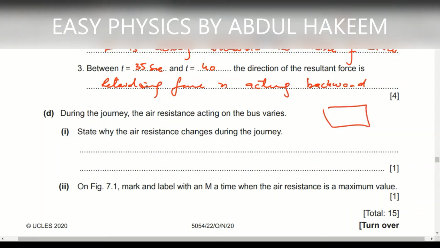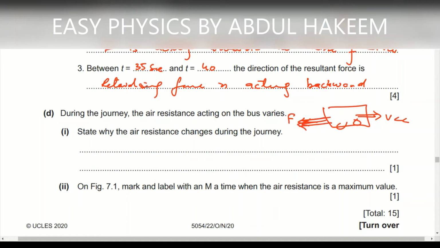So the lorry is going in this direction, it's slowing down, but the retarding force is acting in this direction and the speed is decreasing. It's going ahead, but due to the retarding force, it's slowing down and the force is opposing the motion. So the backward.